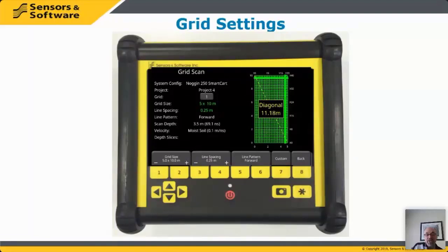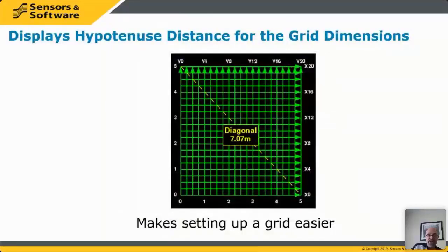And the whole time that you're doing this, one piece of information is on the screen, and that is the diagonal distance or the hypotenuse, because that's going to help you to set up that grid out in the field, knowing how far apart those corners should be. So here's our grid where we're setting up 5 meters by 5 meters, and the distance of the hypotenuse or the diagonal is 7.07 meters. And it just helps you to set up the grid.